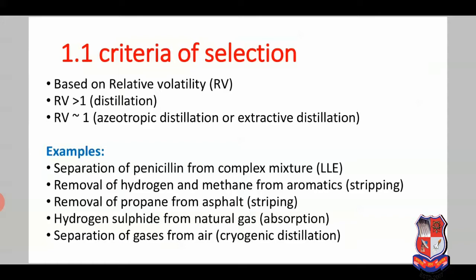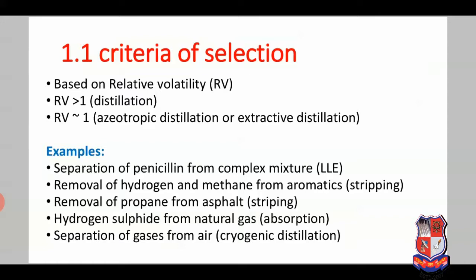Here are some examples of the various mass transfer operations. For example, we want to separate penicillin from a pharmaceutical complex mixture. Then the only option available to us is liquid-liquid extraction. In the next case, suppose we want to remove hydrogen and methane from the aromatic mixture, stripping is the only option. You know that in case of stripping, there is a liquid mixture and when you heat it up, one vapor or gas phase is removed from that liquid mixture.